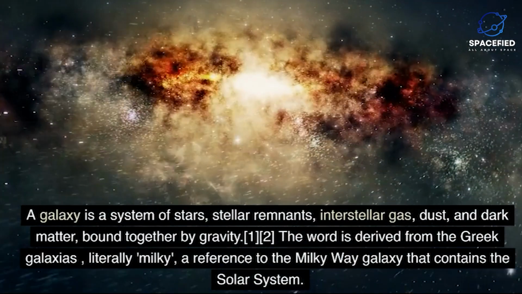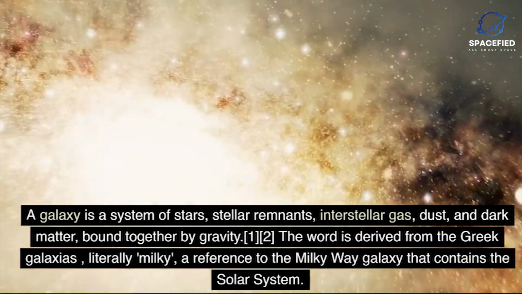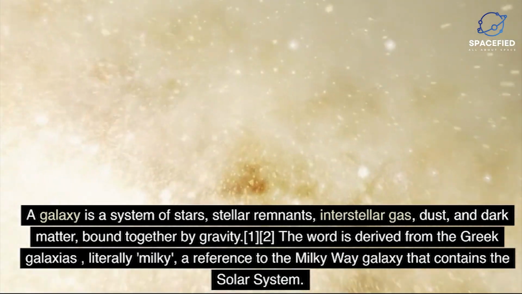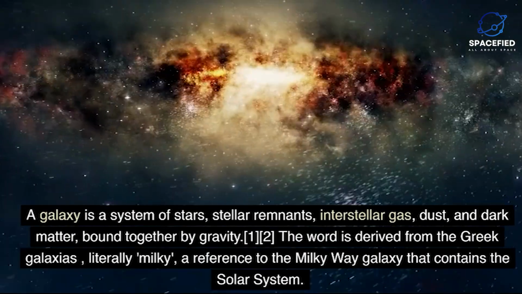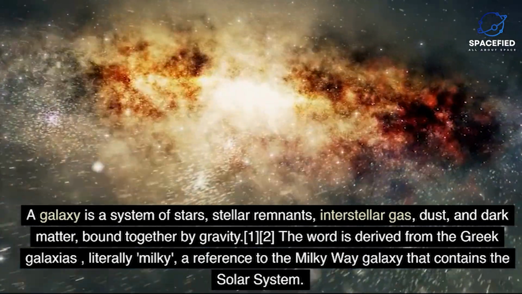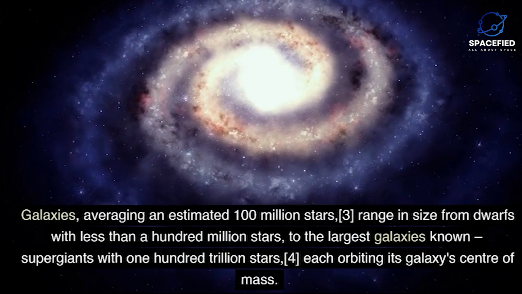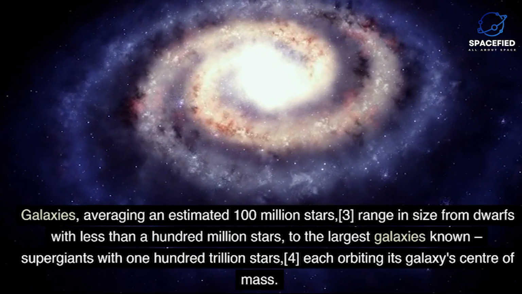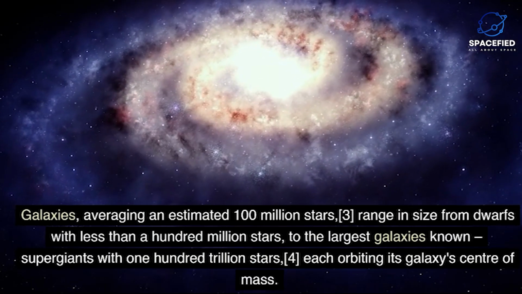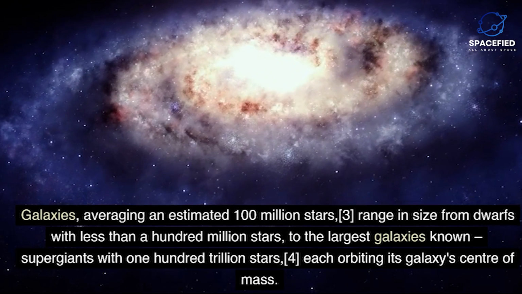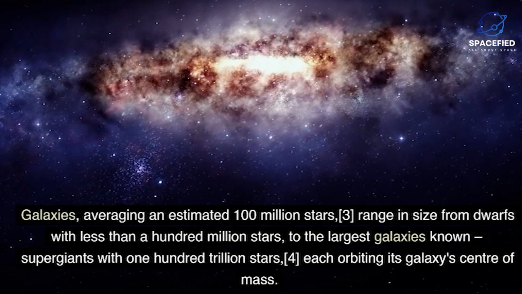A galaxy is a system of stars, stellar remnants, interstellar gas, dust, and dark matter bound together by gravity. The word is derived from the Greek Galaxias, literally milky, a reference to the Milky Way galaxy that contains the solar system. Galaxies, averaging an estimated 100 million stars, range in size from dwarfs with less than 100 million stars to the largest galaxies known, supergiants with 100 trillion stars, each orbiting its galaxy center of mass.